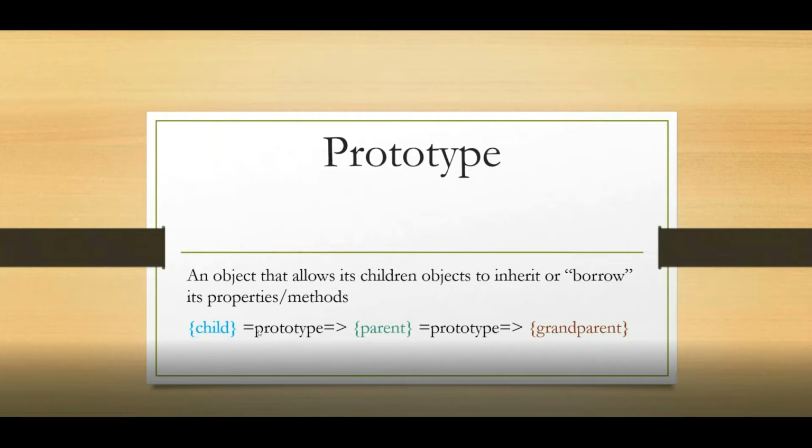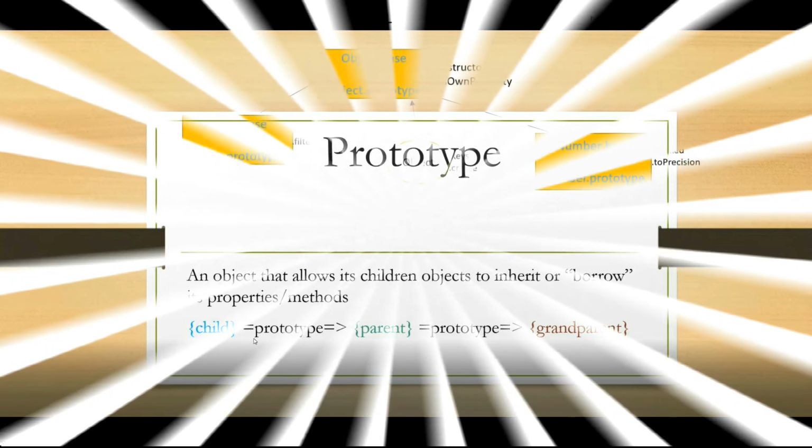Now, prototyping and inheritance only goes one way. All right, the child can borrow methods from its prototypes, parents and grandparents, and so on. But grandparent cannot borrow methods from parent or child. The parent object can borrow from grandparent because it's going up the chain, but it cannot borrow the children's methods because that's going down the chain.